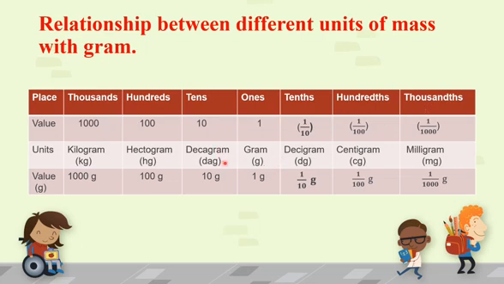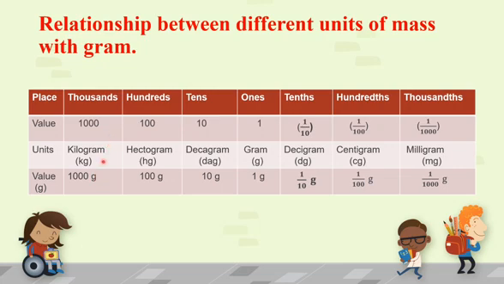And then keeping gram as your base in the ones place, your units will be milligram, centigram, decigram, gram, decagram, hectogram, kilogram. These are the units of mass. And then the value will be according to the place where they are standing.